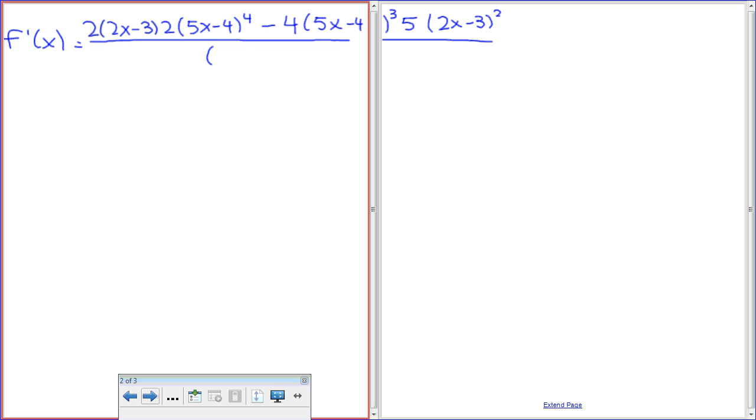Does it matter what order you subtract it? Yes, it certainly does. It has to be f prime of x times g of x, minus g prime of x times f of x. It does make a difference. Otherwise, your numbers are all going to be minus, right? So you have to take the derivative of the first one first.